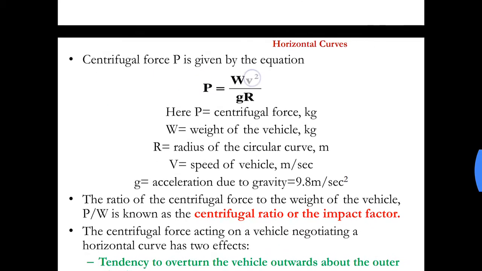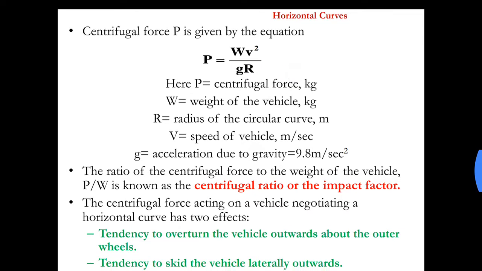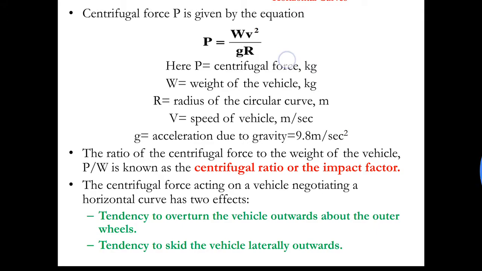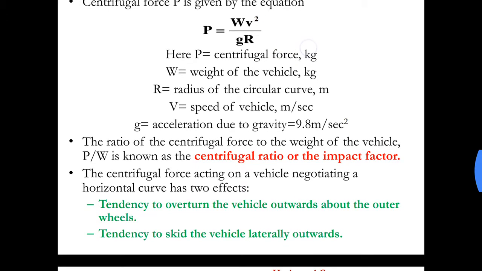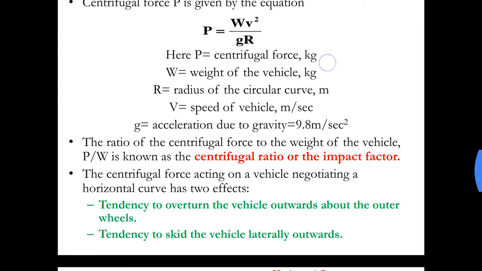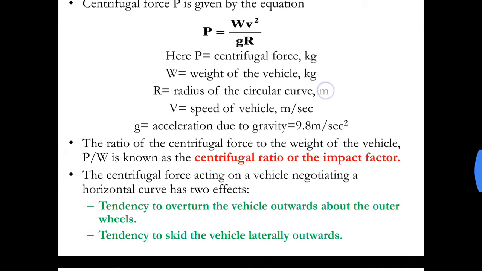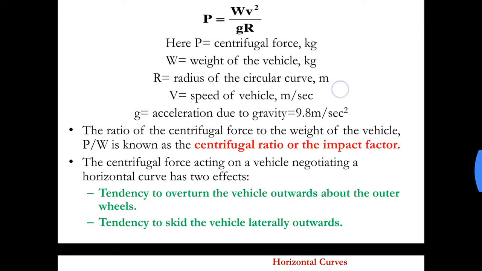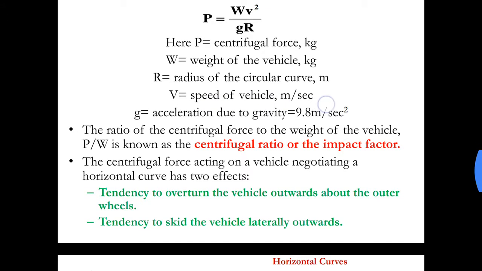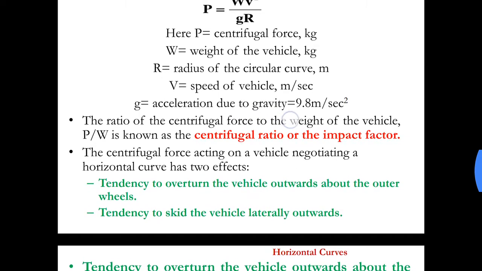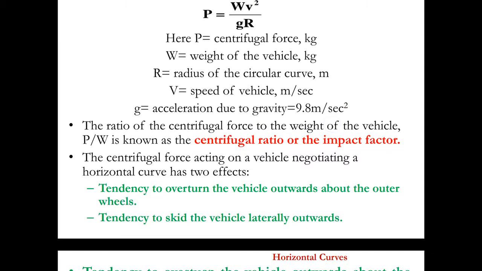Centrifugal force P is given by the equation. This is a standard equation. We know that P, or centrifugal force, is equal to W into V square divided by GR, where P is the centrifugal force, W is the weight of the vehicle in kgs, R is the radius of the circular curve in meters, V is the speed of the vehicle in meters per second, and G is acceleration due to gravity, 9.8 meters per second square.